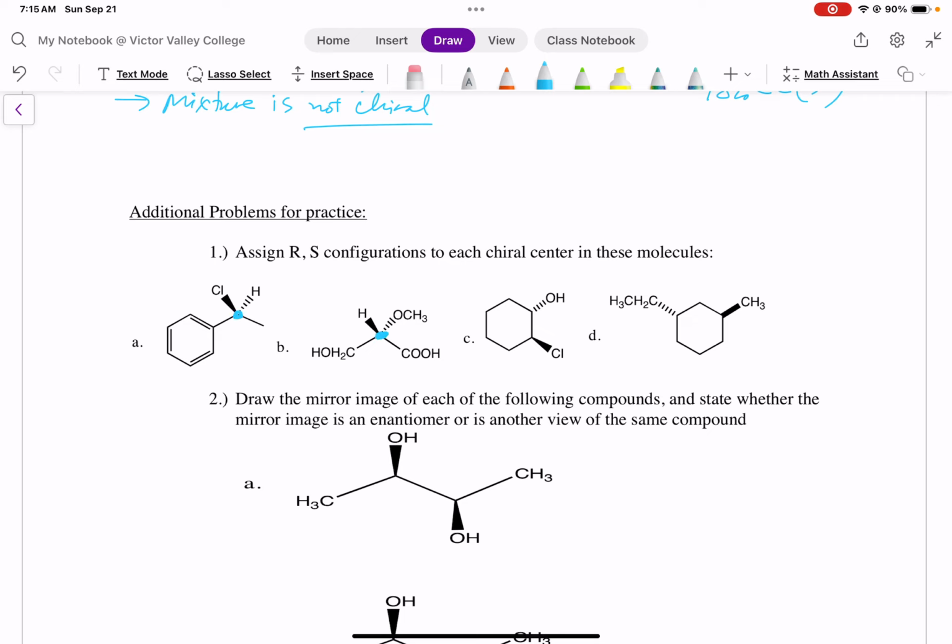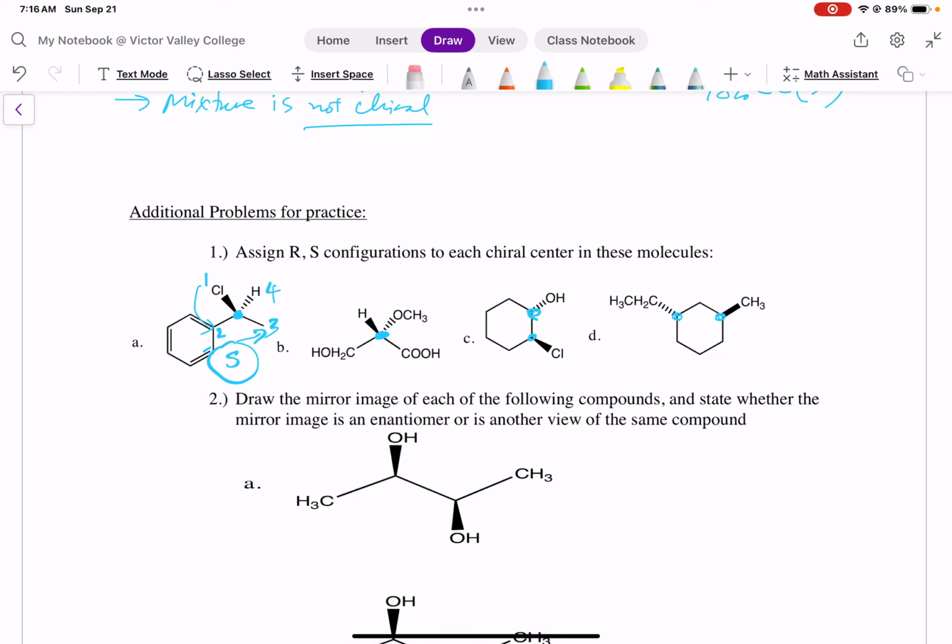Identify if it's chiral or not, okay? And assign. You know, let's do a quick one here. This is chlorine, that's atomic number 17, so that seems to be the highest. That's a 1. And then that's a carbon, that's double bonded, so that's 2. That's a methyl, 3, 4. So if you do a rotation, 1, 2, 3, 4, that's counterclockwise. So that should be S.